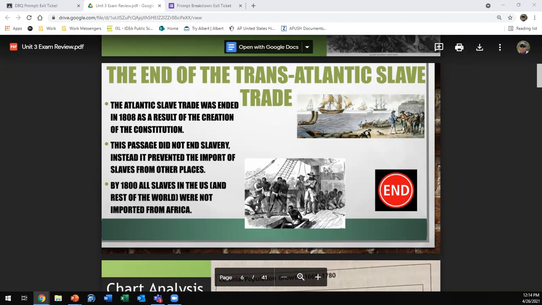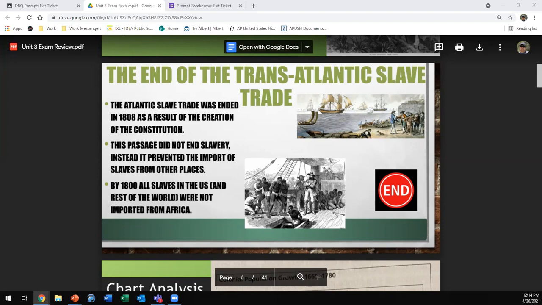It doesn't happen anymore. So if the Atlantic slave trade is dead in the U.S. by 1810, where are all the new slaves coming from? Because there's still going to be new slaves. Slavery is still going to be on the rise. Where are all the slaves in the United States coming from post 1810?